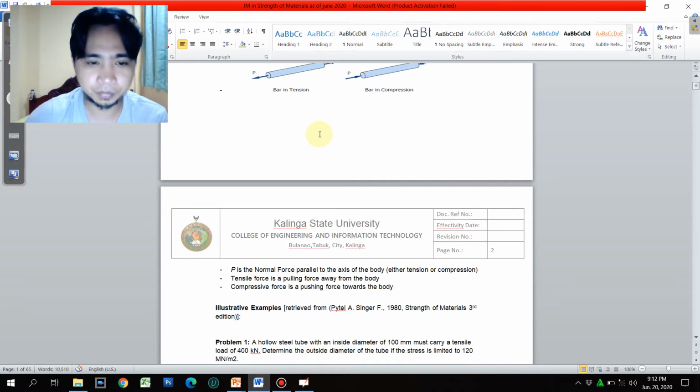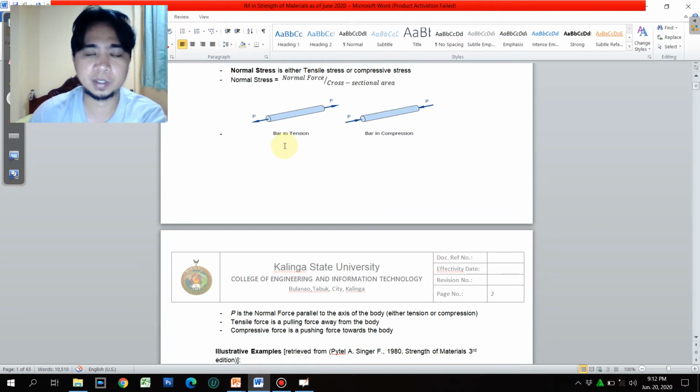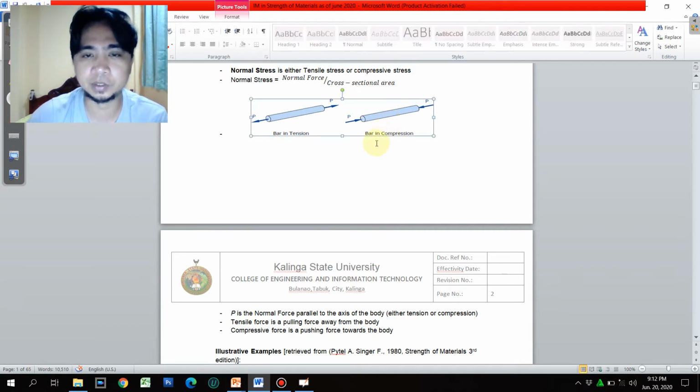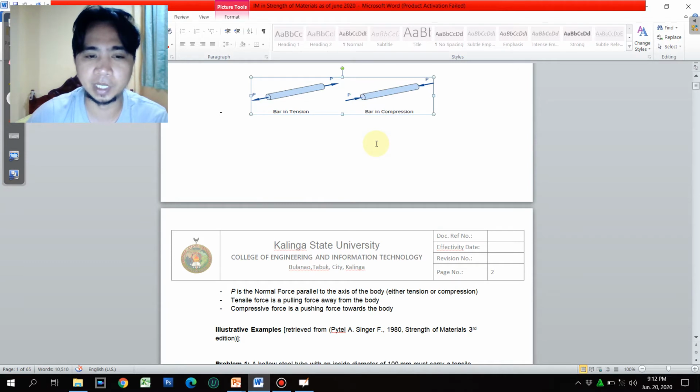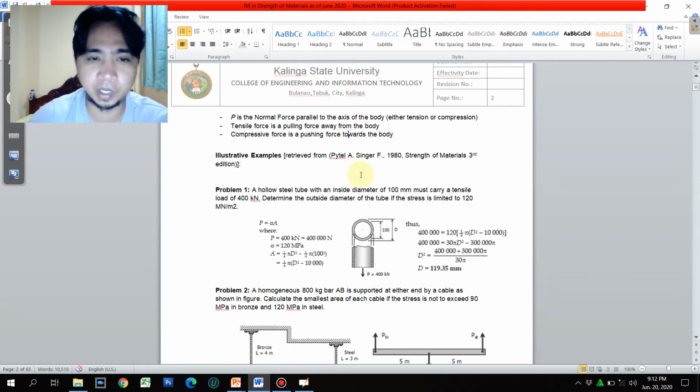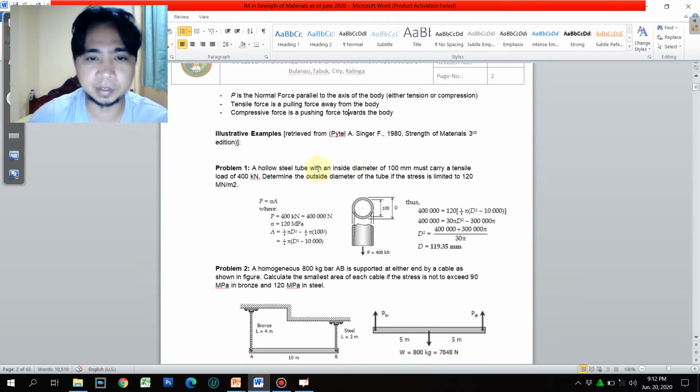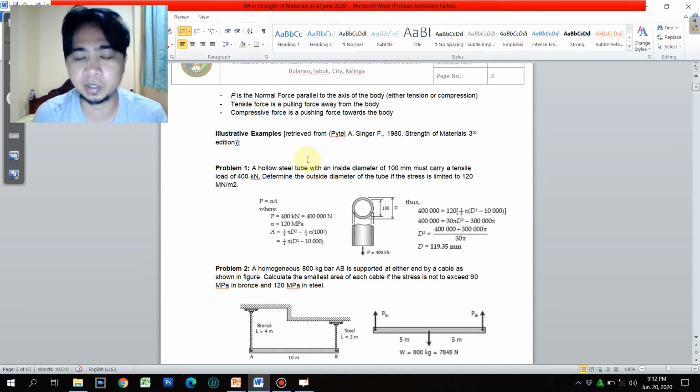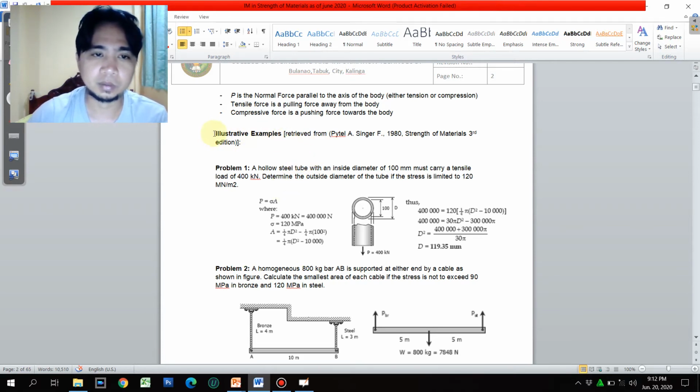For the sign convention, remember that tension is stretching, so we denote that as positive, and compression is shortening the member, so we denote that by a negative sign. That's the principle. This is simple, just stick to the formula sigma is equal to P over A. Just remember that in every structural member, there is a limit. This limit is what we call the allowable. If we exceed the allowable, expect that the material will begin to fail or deform. So let us proceed now to illustrative examples.